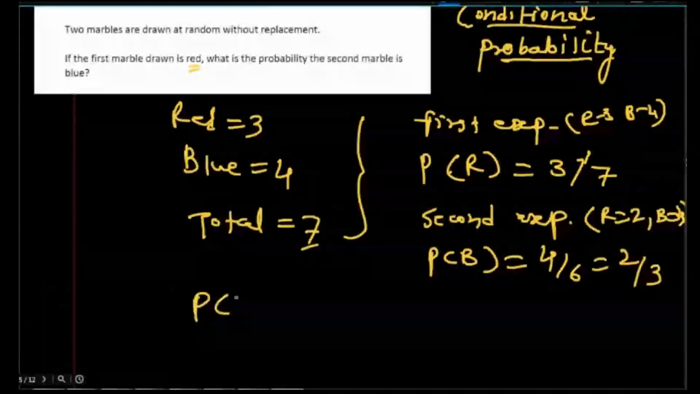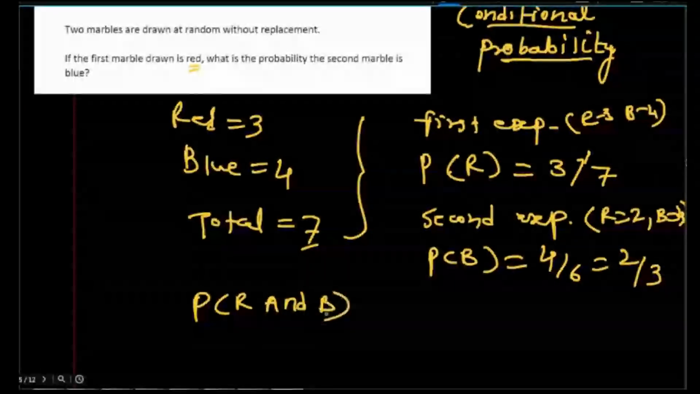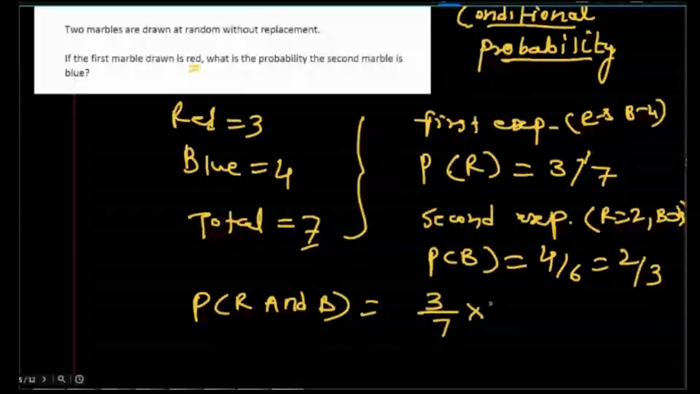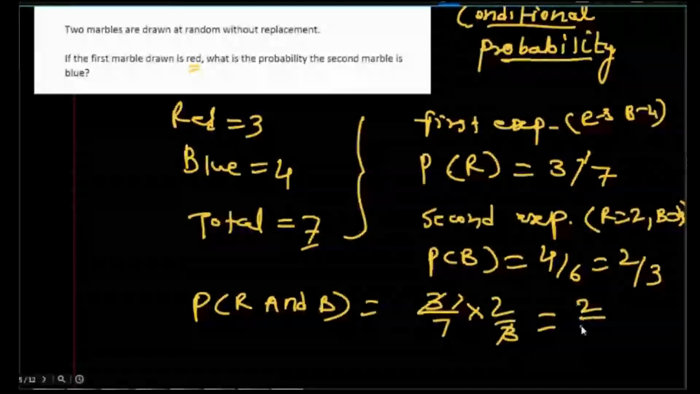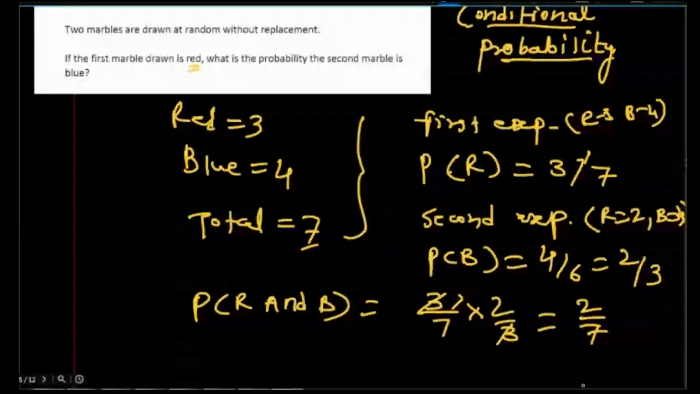So probability of red and blue is equal to 3 by 7 into 2 by 3. So it is equal to 2 by 7. Is it correct? The answer is 2 by 7.